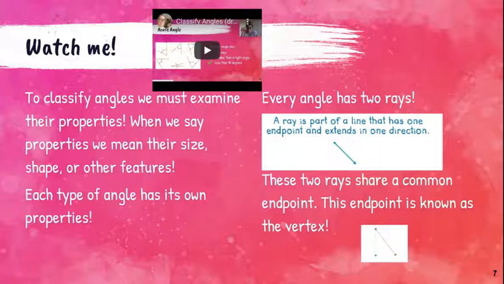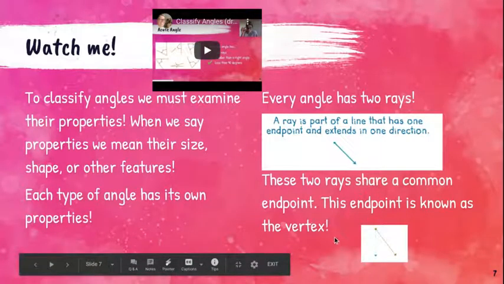In every angle that we're going to be looking at, it's going to have what's called two rays. And a ray looks like this. A ray is a part of a line that has one endpoint and extends in one direction. So it's going to have a point like this, and it's going to either go up, down, side, side. It's going to be going somewhere, and you'll see that arrow. These two rays share a common endpoint. This endpoint is known as the vertex.